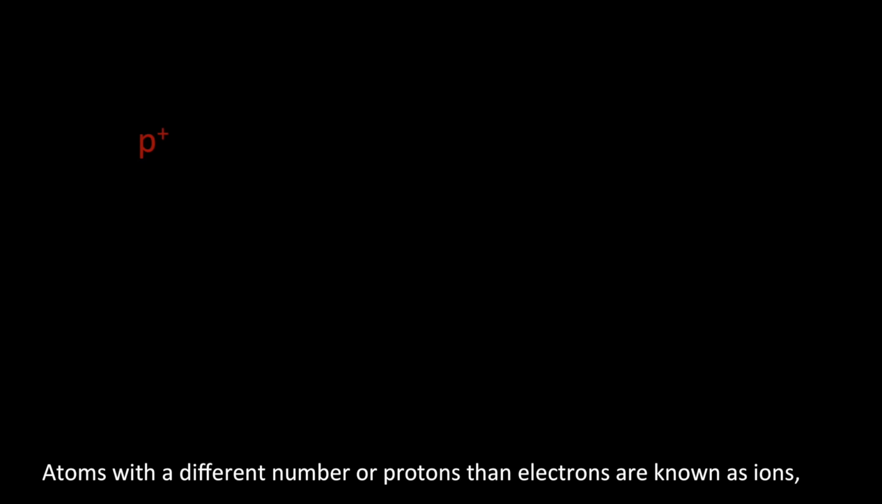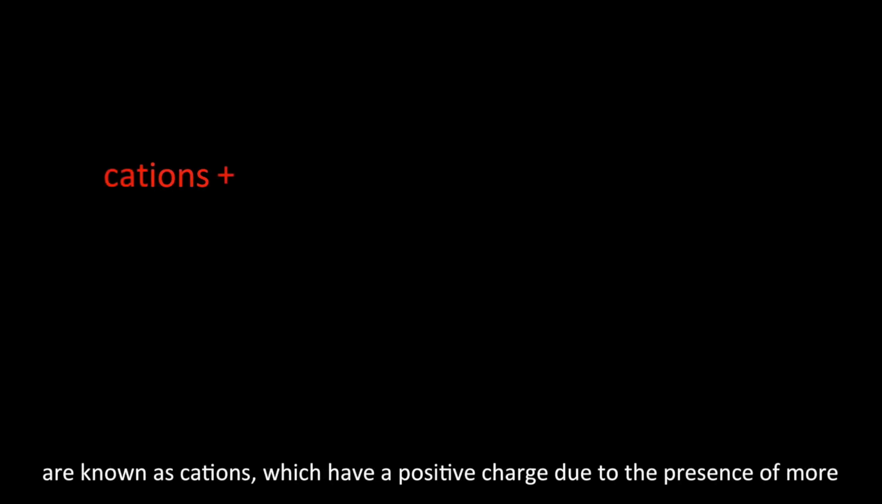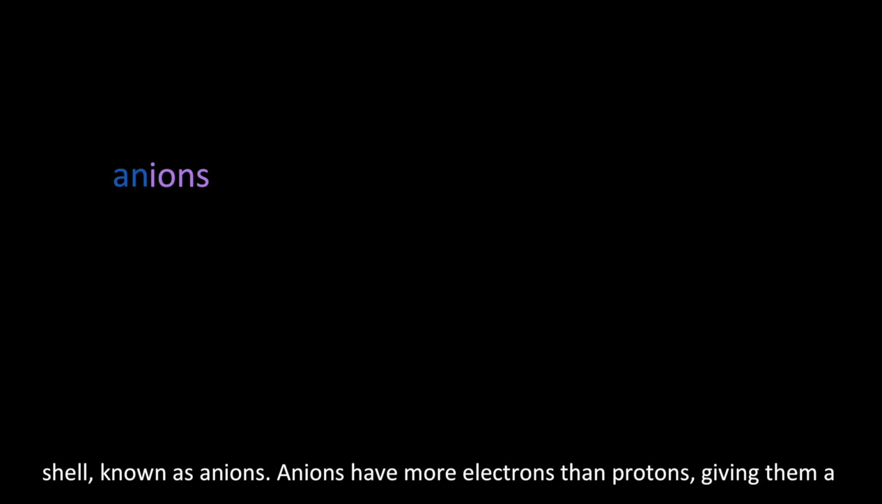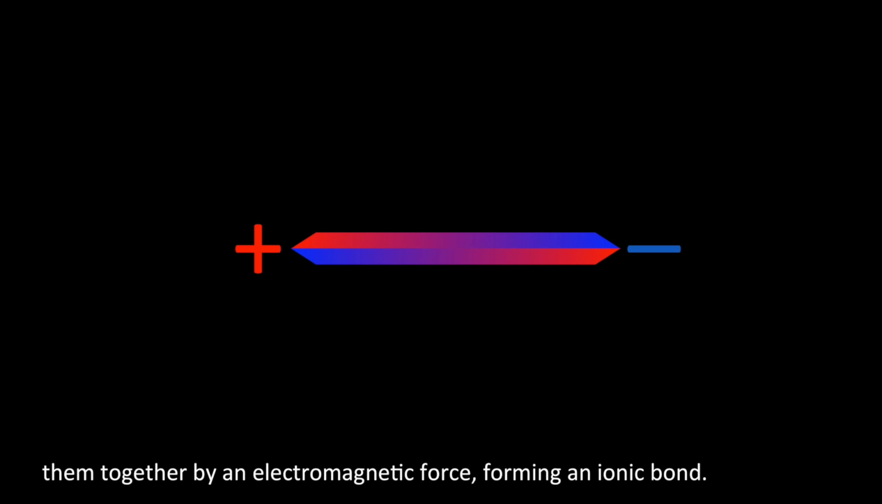Atoms with a different number of protons and electrons are known as ions, which have an electrical charge due to this discrepancy. Ions with a positive charge are known as cations, which have a positive charge due to the presence of more positively charged protons than negatively charged electrons. Electrons from cations are accepted by certain elements that have a nearly full valence electron shell, known as anions. Anions have more electrons than protons, giving them a negative charge. The difference in charge between the cations and anions holds them together by an electromagnetic force, forming an ionic bond.